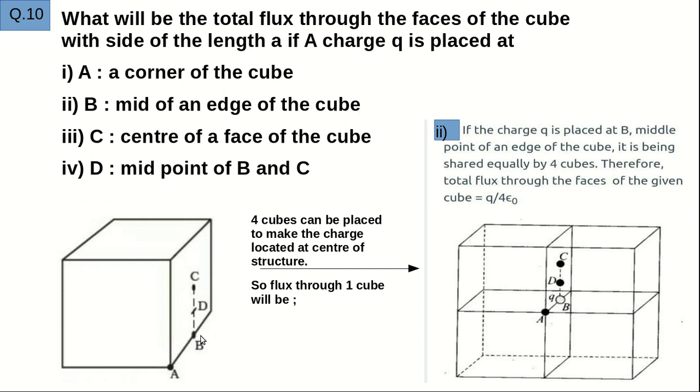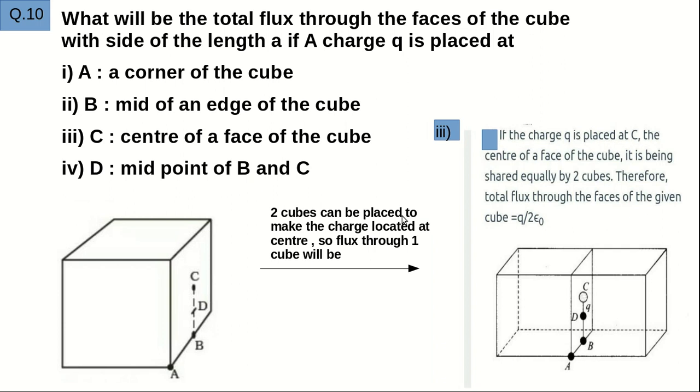The next part is the midpoint of an edge of a cube, where the charge is placed at b. Now if it is placed at b, then you will need 4 other cubes to make this charge be at the center, right? So if you place the charge at the b position here, you will need these 4 other cubes. The total flux will be q by epsilon naught for the bigger cube, but for each cube the flux will be q by 4 epsilon naught, 1/4 of the total flux, right?